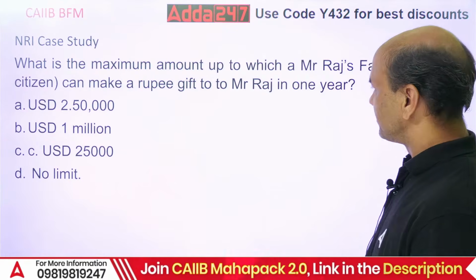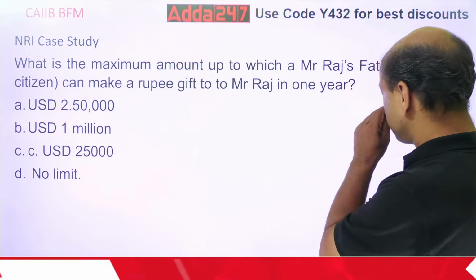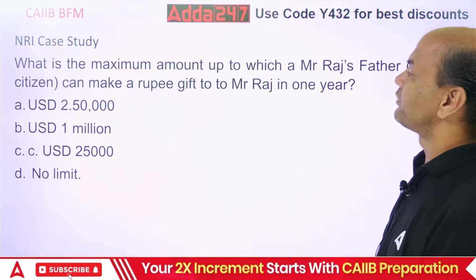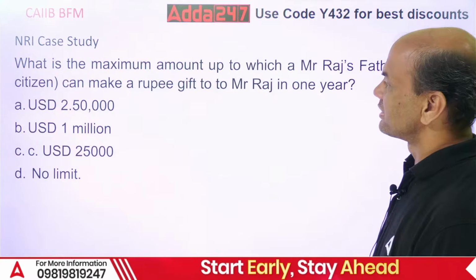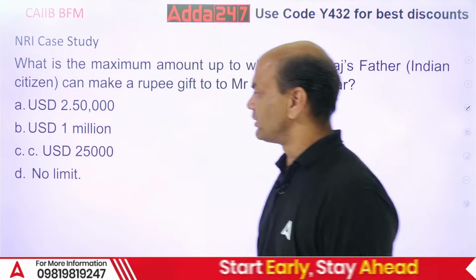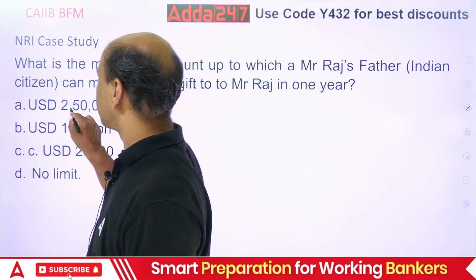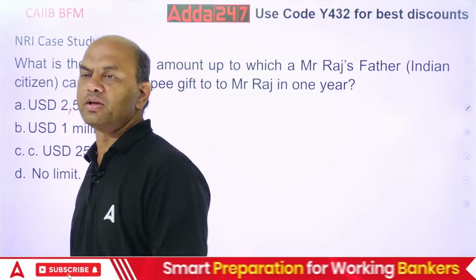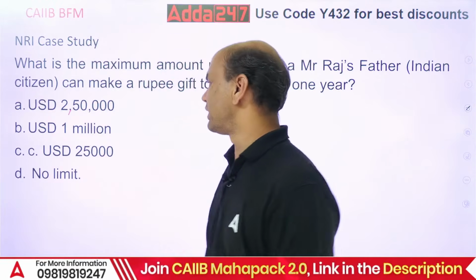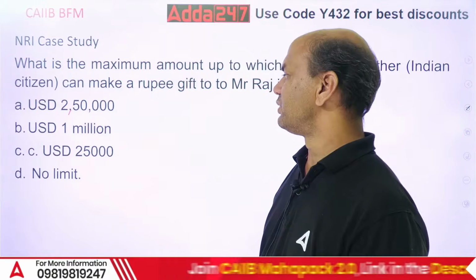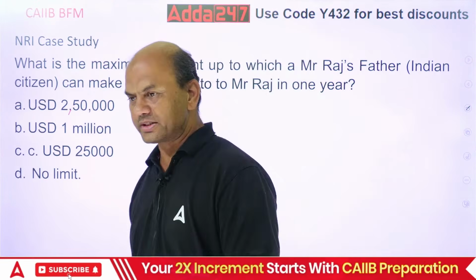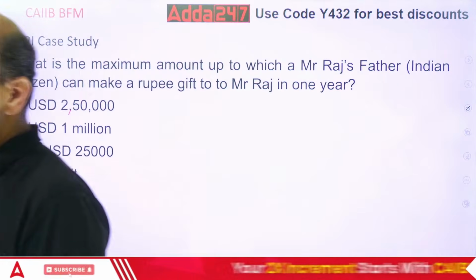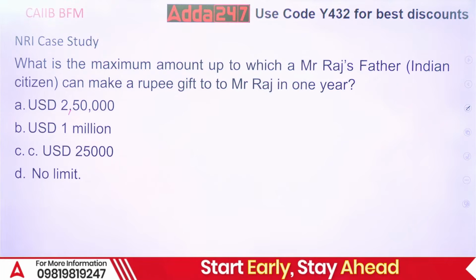What is the maximum amount up to which Mr. Raj's father can gift him in rupees in one year? The options are USD 250,000, USD 1 million, USD 25,000, or no limit. So, what is the maximum amount which Mr. Raj's father can give as a gift?